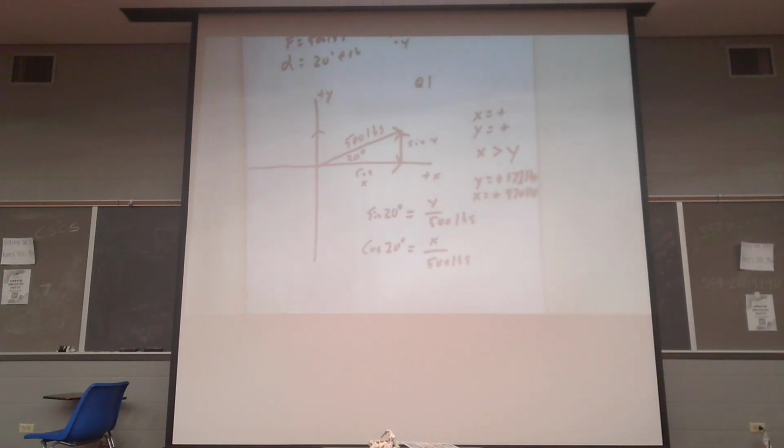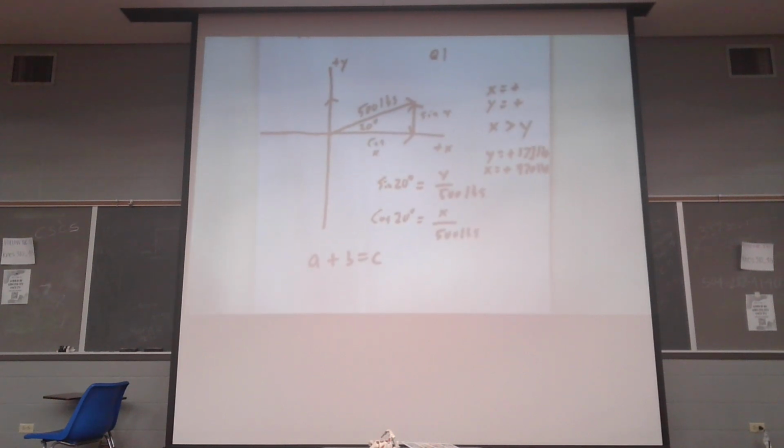The first reason is Pythagoras. Is that the Pythagorean theorem? A plus b is equal to c? So what this would be saying is that x plus y equals 500. That's not how Pythagoras works. What do we have to do to them? We have to square them.